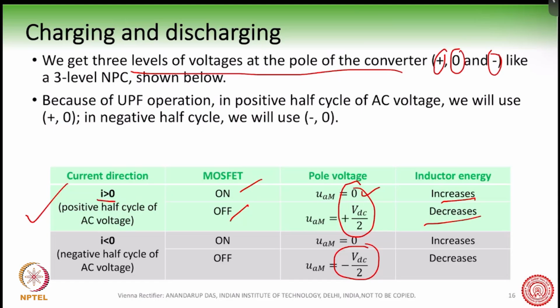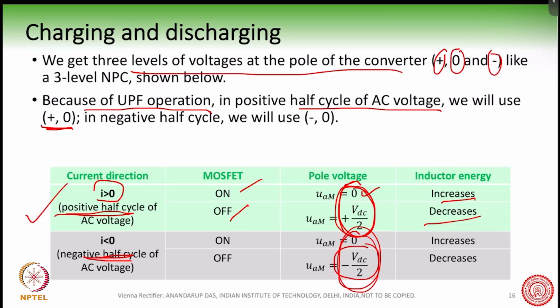Note that because of this UPF operation, in the positive half cycle of the AC voltage, we will only use plus and zero. So these two will only be used during the positive half of the AC cycle, and these two will be used in the negative half of the AC cycle. We are working at UPF. This condition will get violated if we do not work at UPF, if there is a lagging or leading current. And that's when the diodes have to be replaced with a controlled switch.